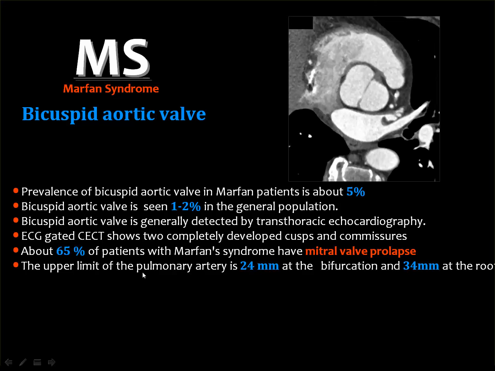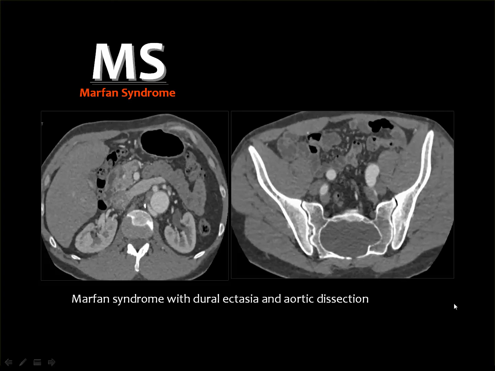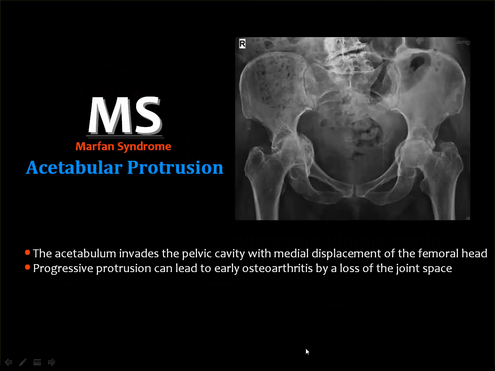About 65% of patients with Marfan had mitral valve prolapse, and also you got some dilatation of the pulmonary artery. Dural ectasia is considered one of the major criteria of Marfan syndrome, where you got expansion of the thecal sac with a scalloping of the sacrum and also the lower lumbar spine.